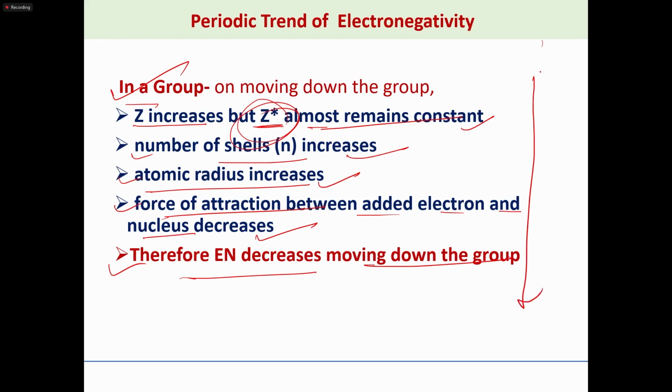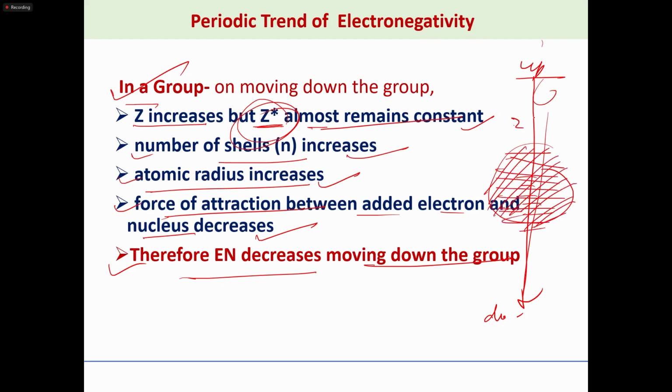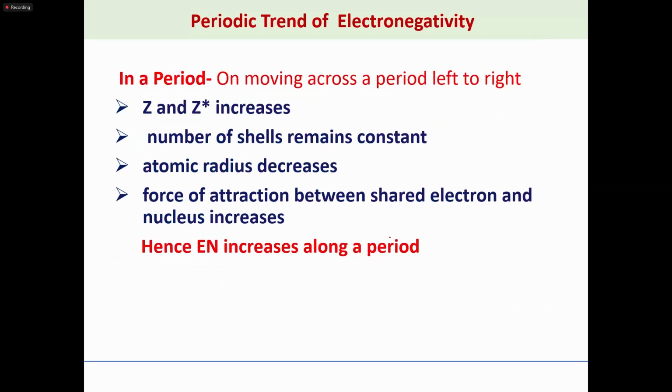So when we go from up to down, the atomic size is increasing, the n value is increasing, and the inner electrons are increasing. That means the shielding effect is increasing, while the effective nuclear charge Z* is constant. When the shielding effect increases, the attraction between the nucleus and the electrons decreases. That means electronegativity decreases down the group.